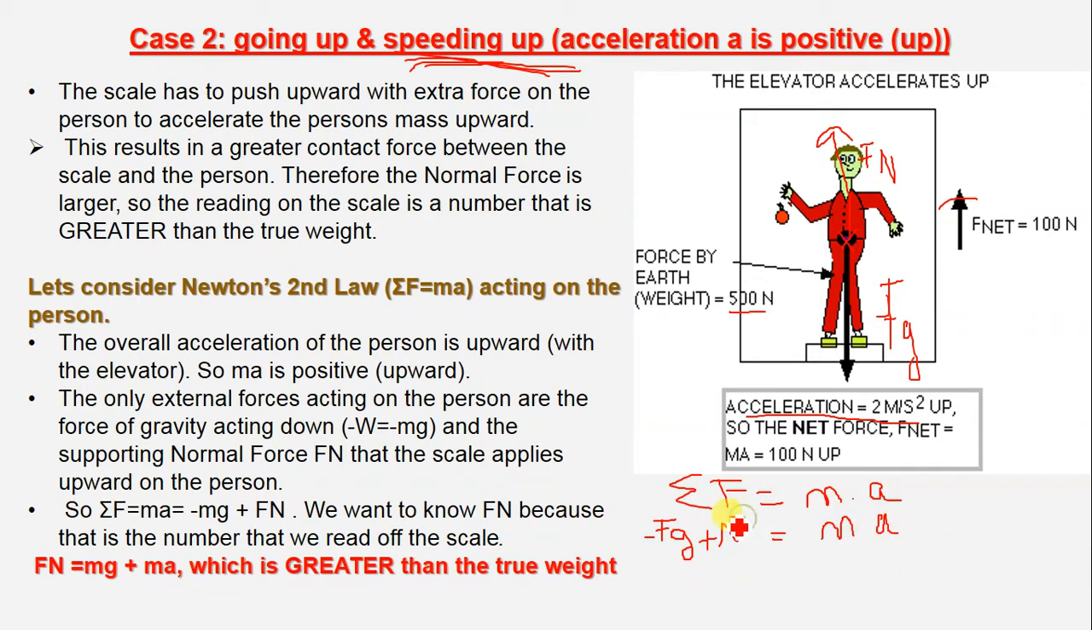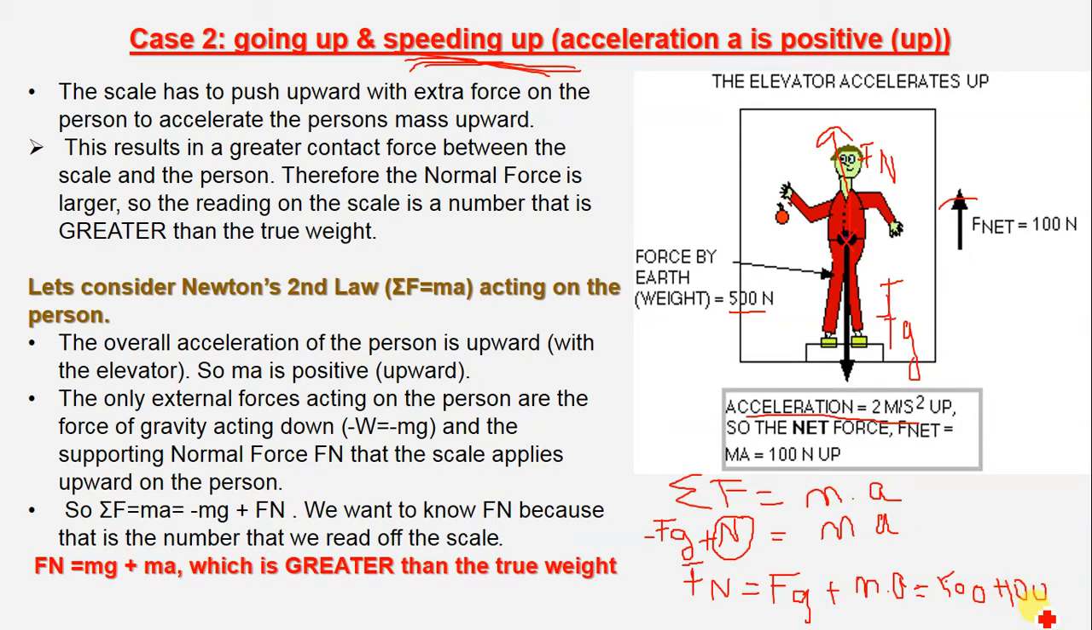So what do we care about? We care about Fn, because this is the reading of the scale. Fn, what is it? If you bring Fg to the other side, it will be positive, right? So Fg plus ma. What is Fg? It's 500, right? And what is ma? The mass of the person is 50, and the acceleration is given as 2. So 50 times 2 is what? 100, right? So plus 100.